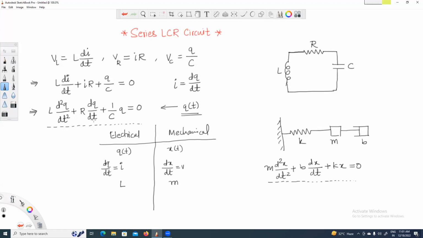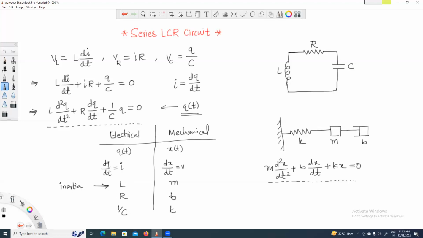If you take the next term, the coefficient of the first derivative term in the electric circuit is the resistance. Here we have B, the damping. And the coefficient of Q itself is 1 over C, and here we have the spring constant K. Now the mass term M in the mechanical system provides the inertia of the system. So in the electrical circuit, the inductance is going to provide the inertia.